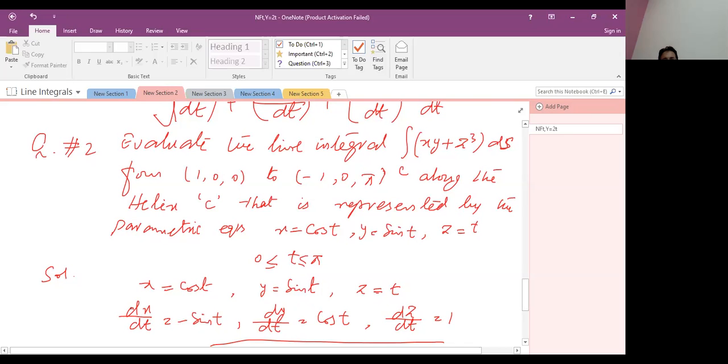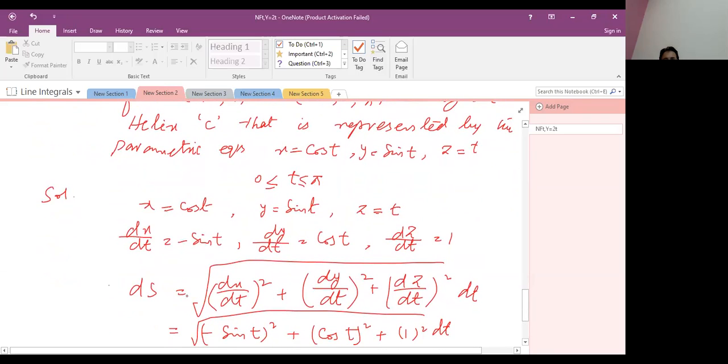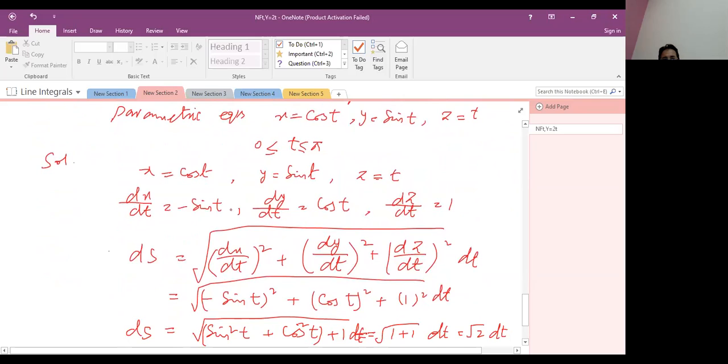In the next step, we determine the derivatives with respect to x, y, and z. After determining the derivatives, we will find the ds. What is ds? According to this formula, if you put here dx upon dt, it is minus sine t whole square, plus cos t whole square, plus 1 whole square. It means sine square t plus cos square t is 1 according to the definition. And 1 plus 1 under the root is root 2. It means, student, what is ds? ds is equal to square root of 2 dt.